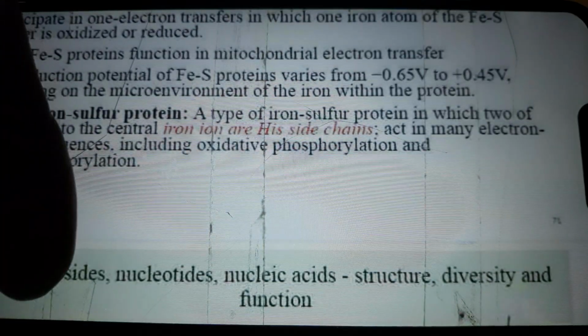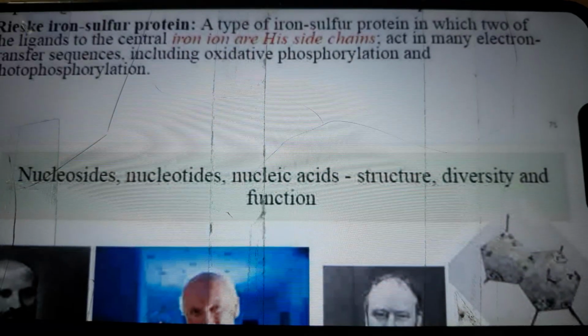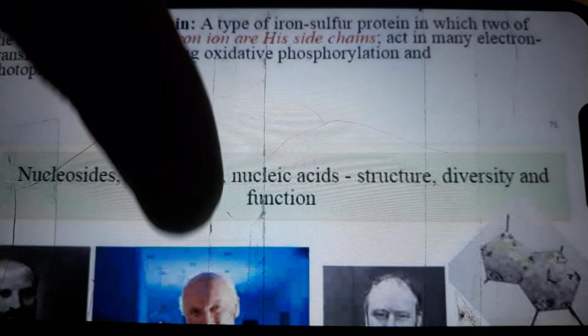Rieske iron-sulfur protein, a type of iron-sulfur protein in which two of the ligands to the central iron ion are histidine side chains.